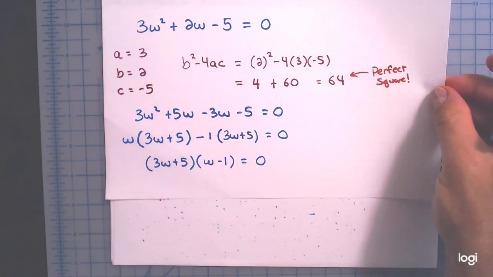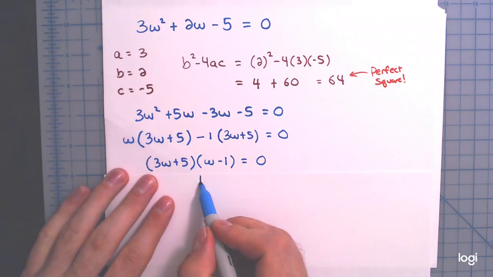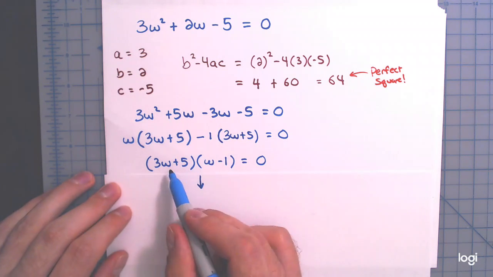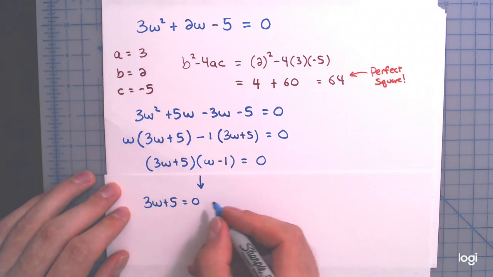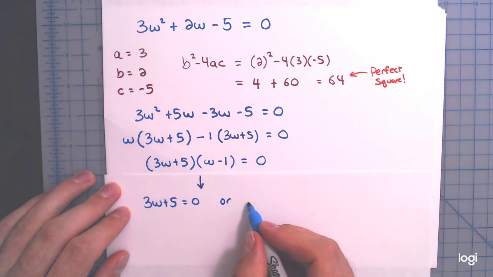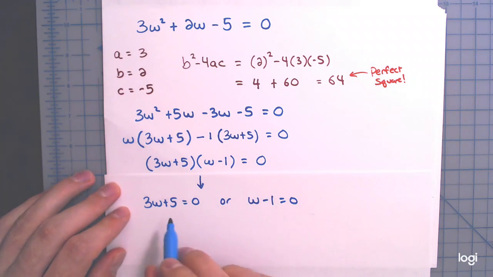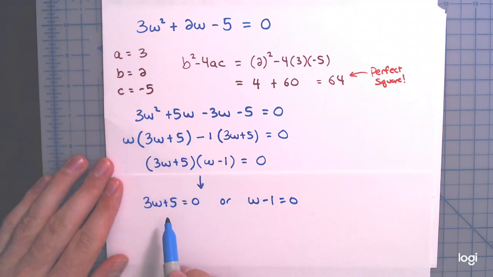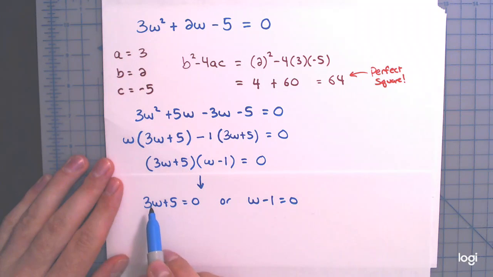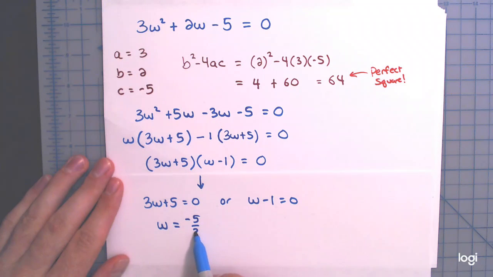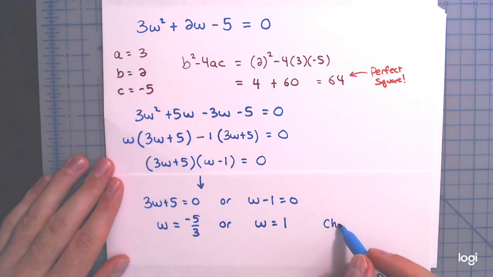And the only way a product is going to be equal to 0 is if one of these factors in the product is 0. So either 3w plus 5 equals 0, or the other factor, w minus 1 equals 0. And that would solve these and check these. For this equation, I would subtract 5, giving me negative 5 over here, and then divide by 3. We'd end up with the value of w is negative 5/3. Or, here I would just simply add 1 to both sides. W equals 1.